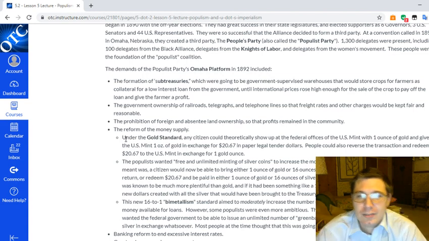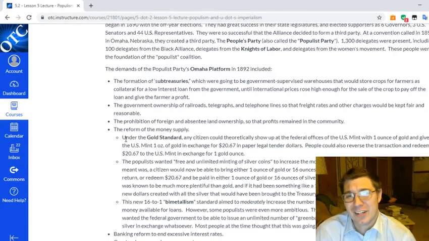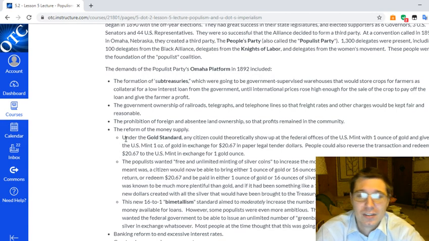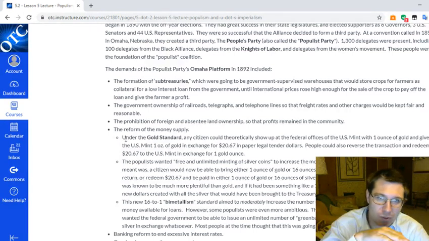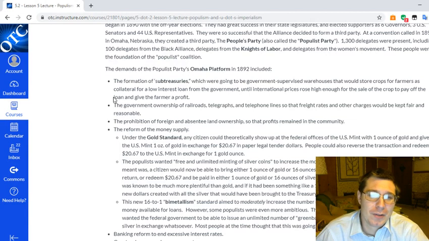And the U.S. government actually does a similar thing nowadays with the farm subsidies and insurance that it gives to farmers to insure their crops against bad weather and things of that sort, to keep their income more stable. The Populists also proposed government ownership of railroads, telegraphs, and telephone lines so that freight rates and other charges would be kept fair and reasonable. It was hard to rely on the free market to make sure that the prices of these things would remain low because there wasn't really a lot of competition in these areas.